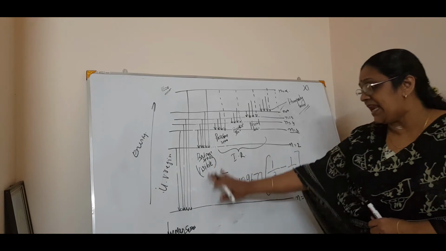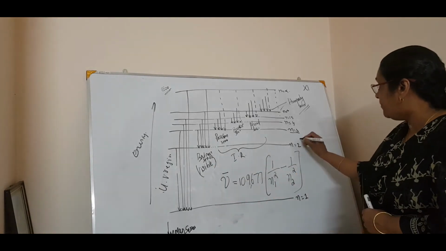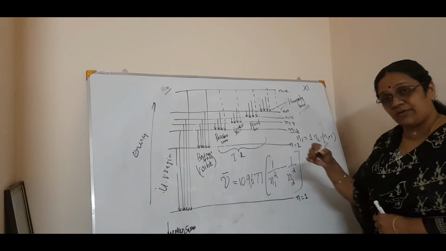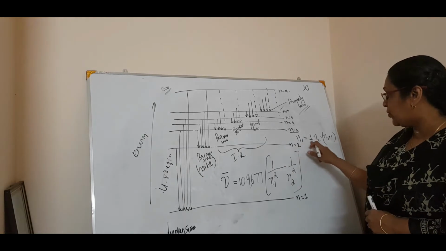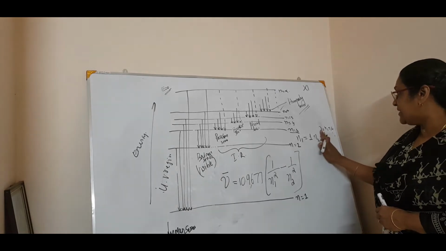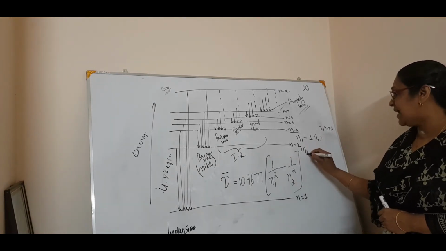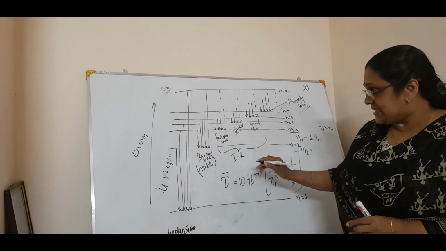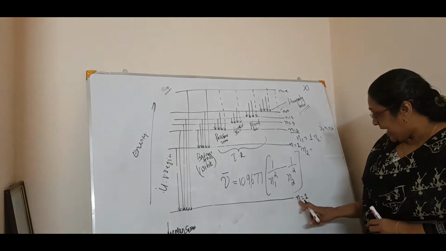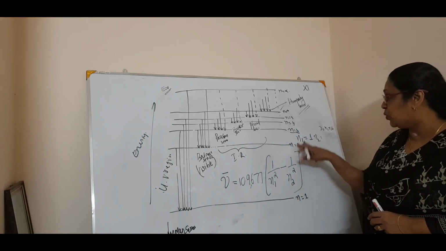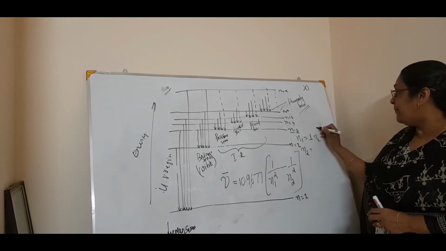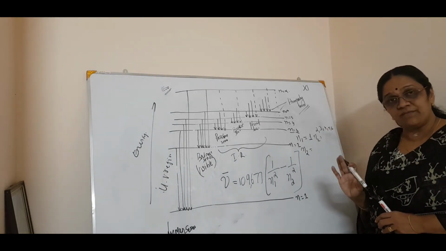Now if you take the Lyman series, in the first series, n1 will be what? n1 is equal to 1 and n2 is equal to n1 plus 1, that is n2 is equal to 2, 3, 4, 5, 6, etc. So that is the Lyman series. Now in the case of all these 5 series, n1 is fixed. That you have to remember. n1 is 1, 2, 3, 4, 5. If n1 is 1, n2 can be 2, 3, 4, 5, 6.